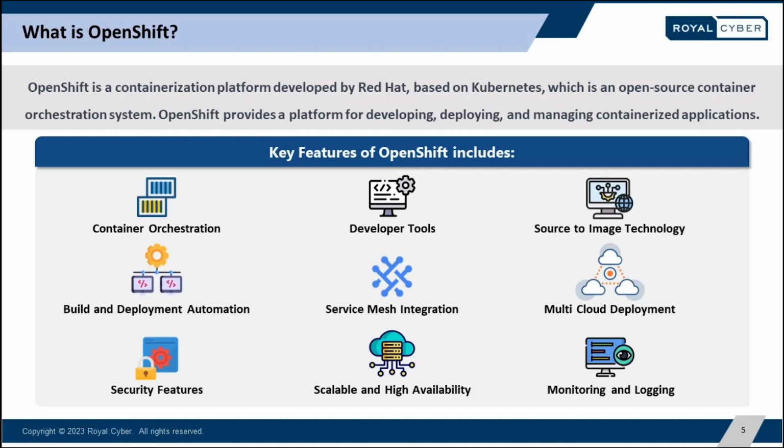Scalability and high availability, where OpenShift is designed for scalability and high availability, making it suitable for enterprise-level deployments. It can automatically scale applications based on demand and distribute workloads across a cluster of nodes. Monitoring and logging is also an important feature, where OpenShift provides monitoring and logging tools to help administrators and developers gain insight into the health and performance metrics of applications and infrastructure.